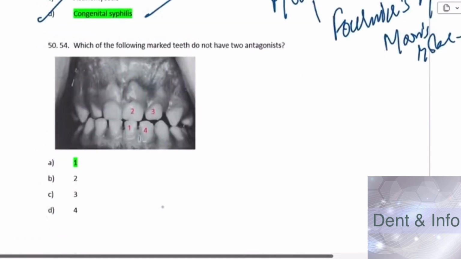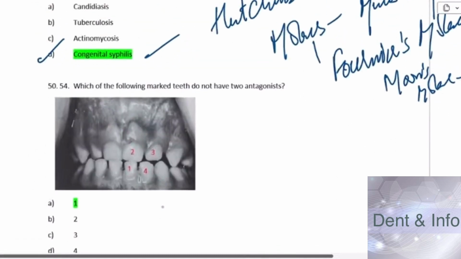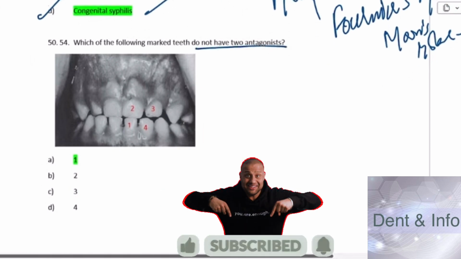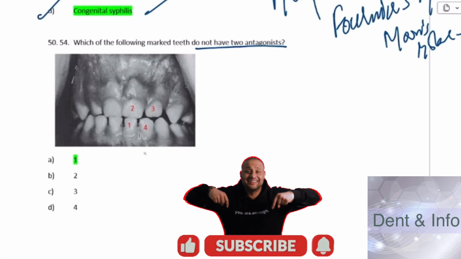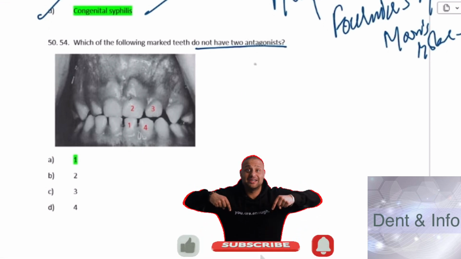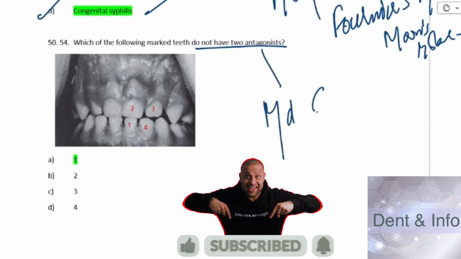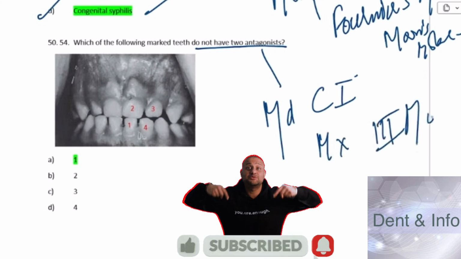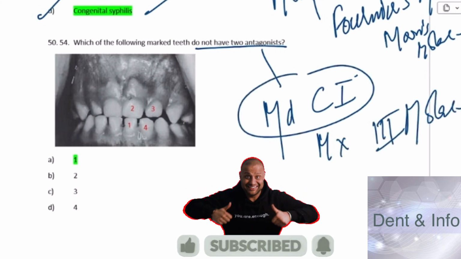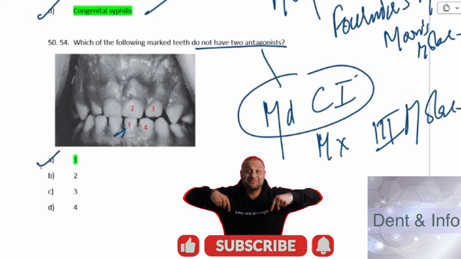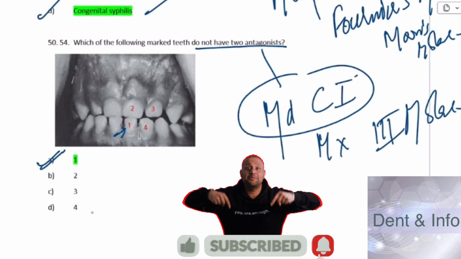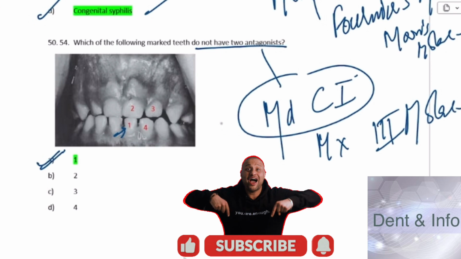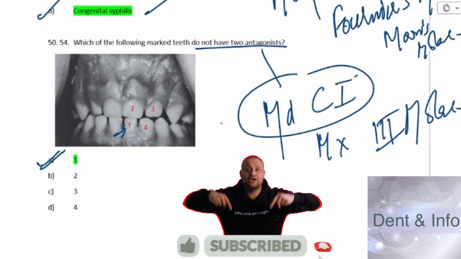Next, which of the following marked teeth do not have two antagonists? Do not have two antagonists. Again, numbers are just for the sake of options. So we know that the teeth which do not have two antagonists are mandibular central incisor and maxillary third molar. Among these, mandibular central incisor has been numbered option 1. So 1 is the correct answer. Mandibular central incisor, the smallest, the most symmetrical tooth, will not make contact with two teeth.